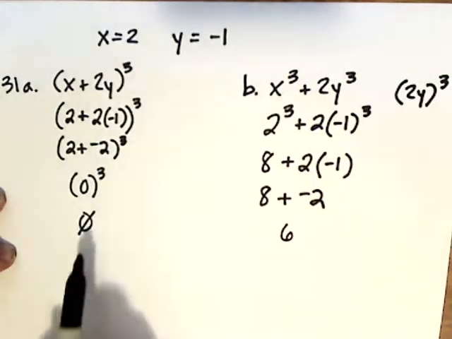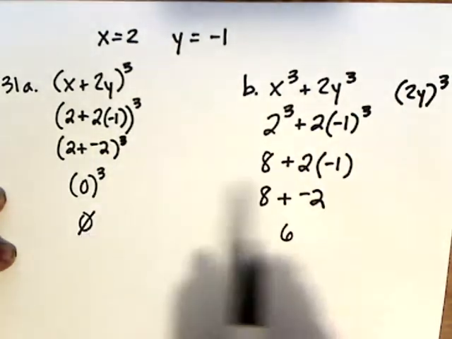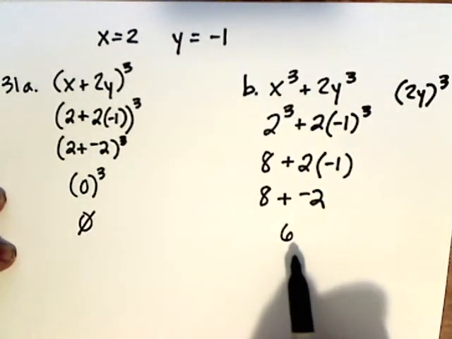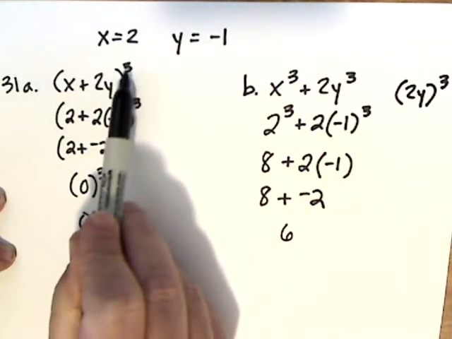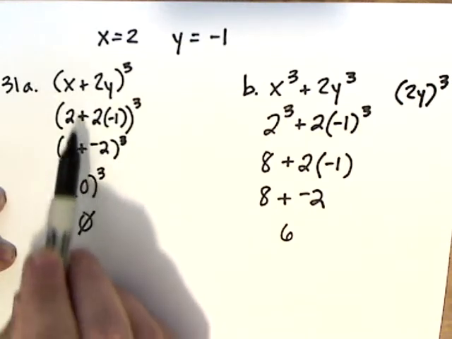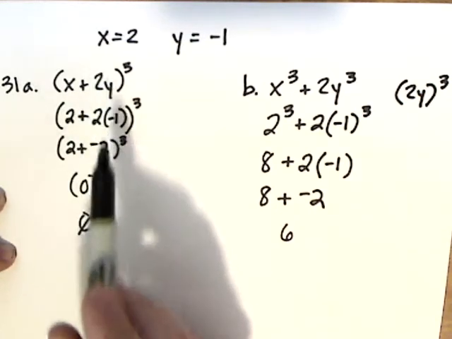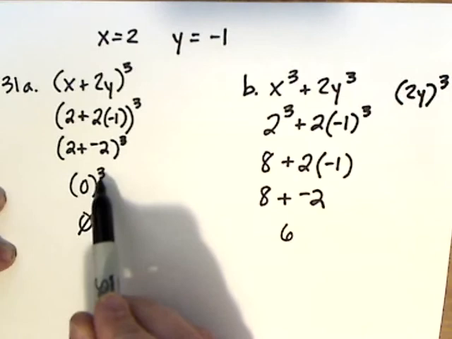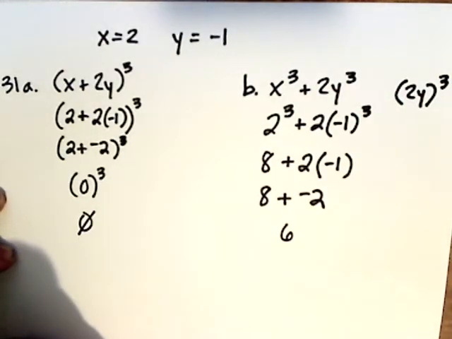So as you can see, part A gave me a 0, part B gave me a 6. That just goes to show that when I have an exponent up here, I cannot just distribute that exponent in. I have to work out what's inside the parentheses and then take that total and raise it to whatever exponent we have. Okay?